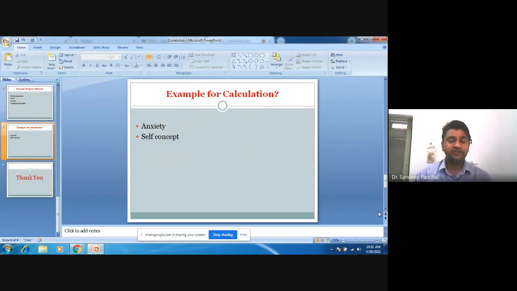So this is all about the theoretical part of the correlation, which we need to understand first. In the next class, we will discuss the calculation part of the correlation. So this is the theoretical part of the correlations.